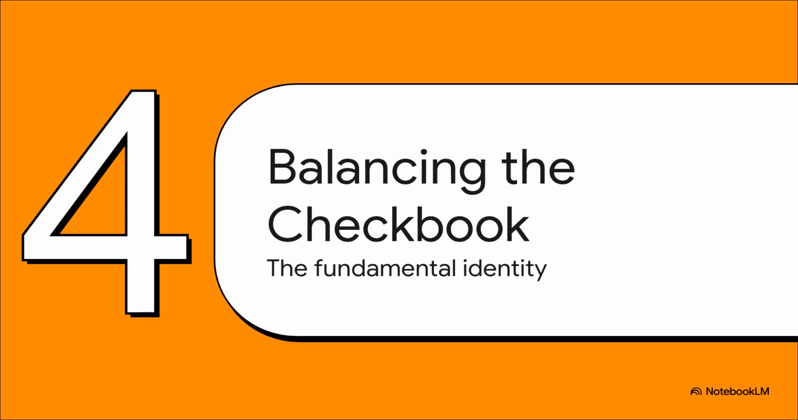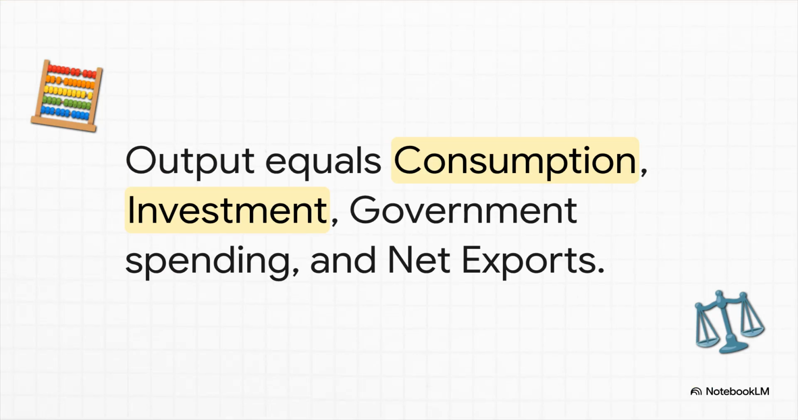All right, let's turn to the next dial on our dashboard. Section 4, balancing the national checkbook, the fundamental identity. Okay, Y = C + I + G + NX. This simple equation right here, this is the fundamental national income accounting identity. You definitely want to memorize this one because everything flows from it. Think of this as exactly the same pie we just talked about, just written out in mathematical form. The Y stands for output, or gross domestic product.